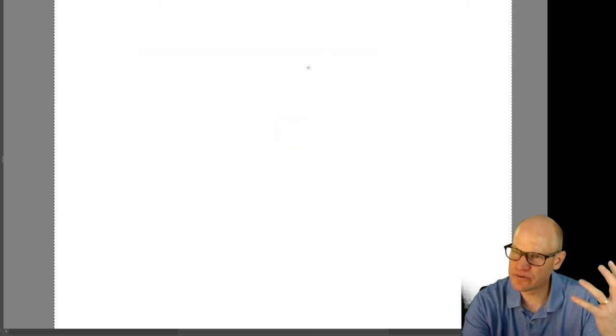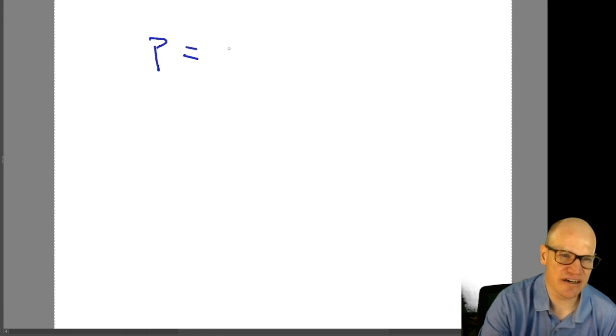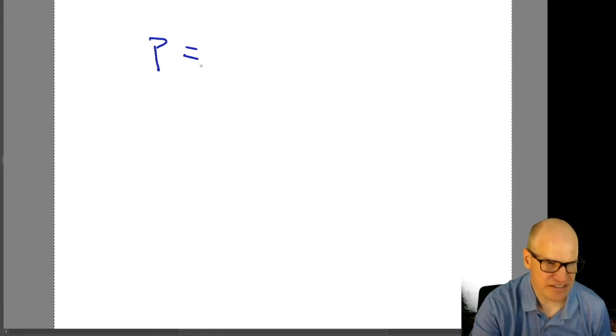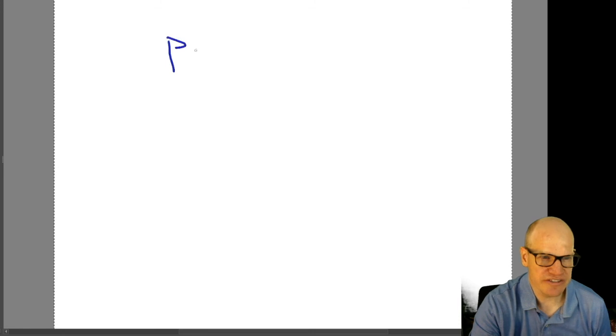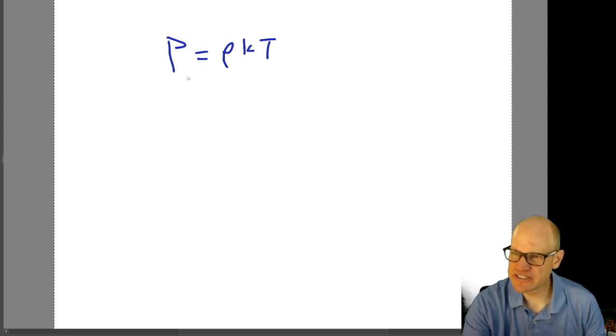Going back to fluid mechanics, one of the things that we saw was that the pressure is equal to the energy density. For an ideal gas, the pressure is the density times kT. Okay? Pressure is energy density, right?